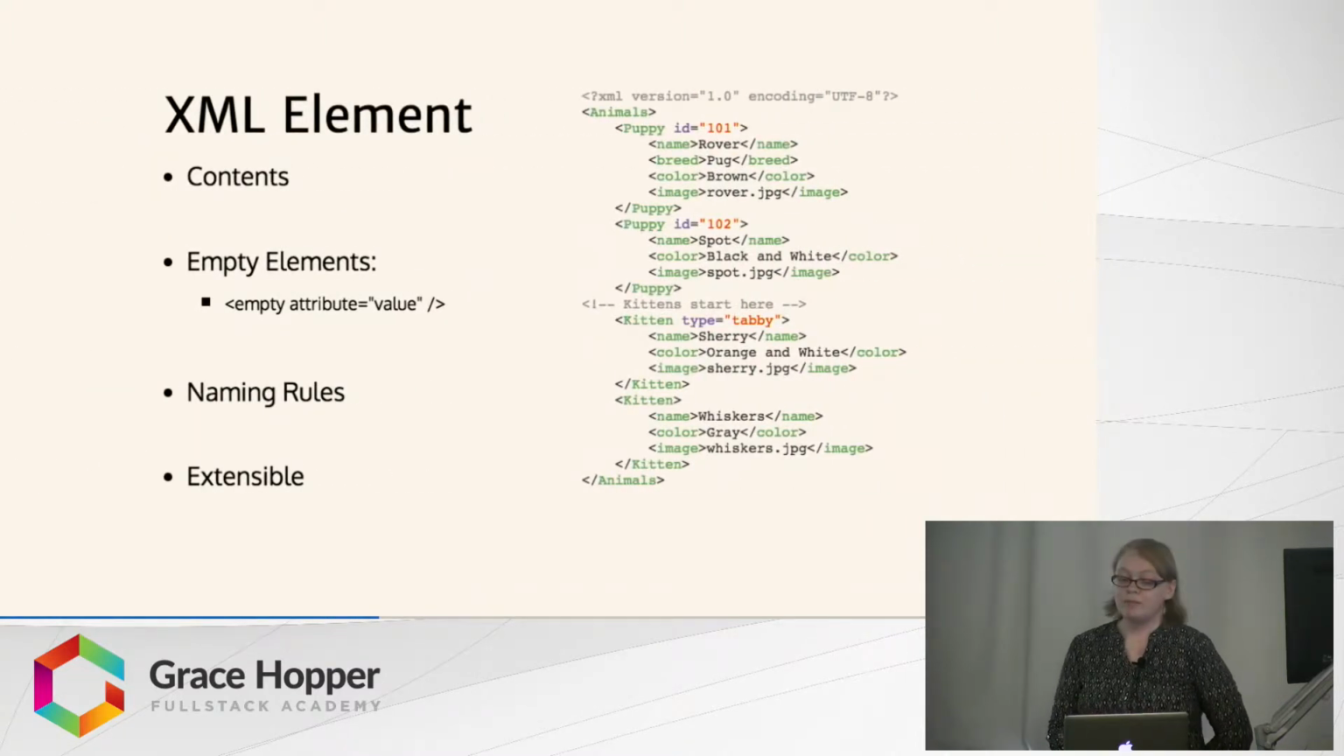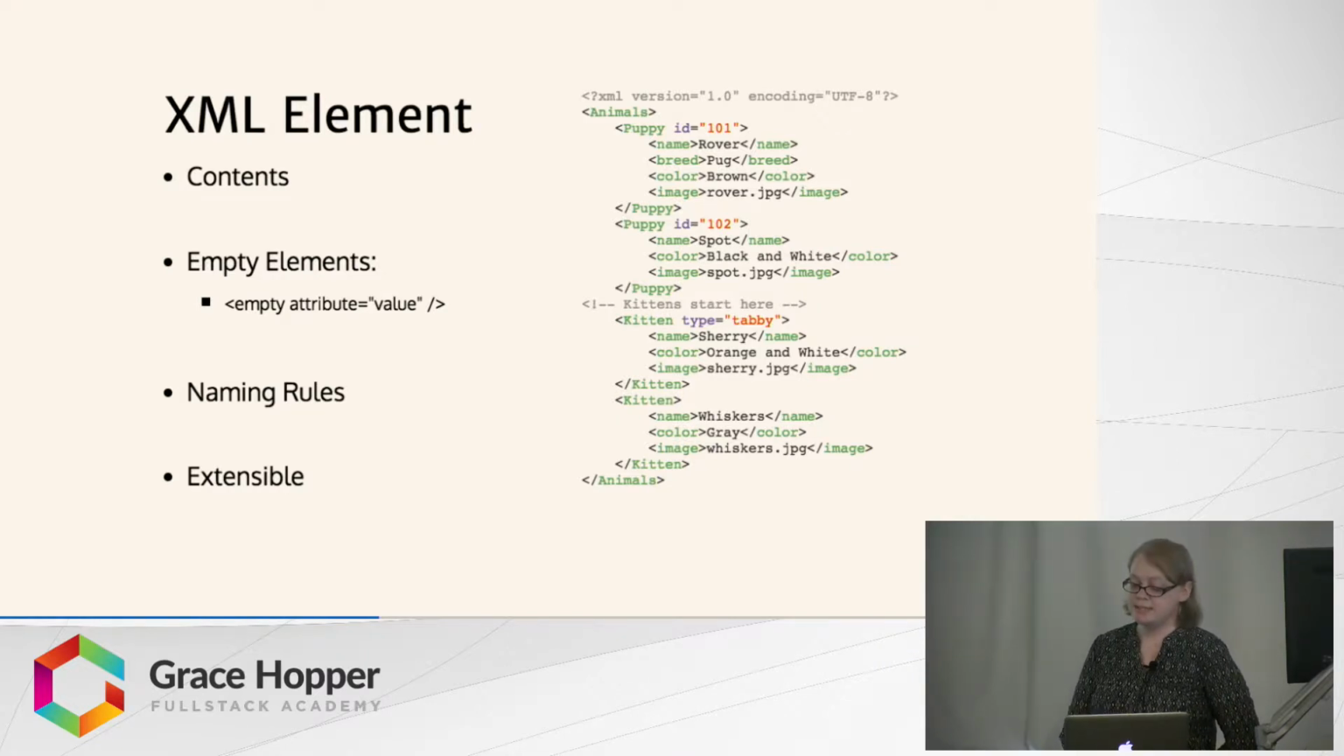So an XML element includes everything from the element's opening to closing bracket. Elements can contain text, attributes, and other elements. Empty elements can be opened and closed with a single tag, and they can contain attributes. All elements require closing tags and proper nesting. Elements must follow naming rules.